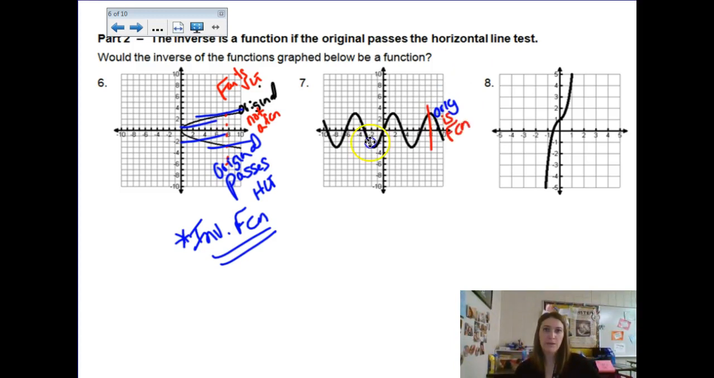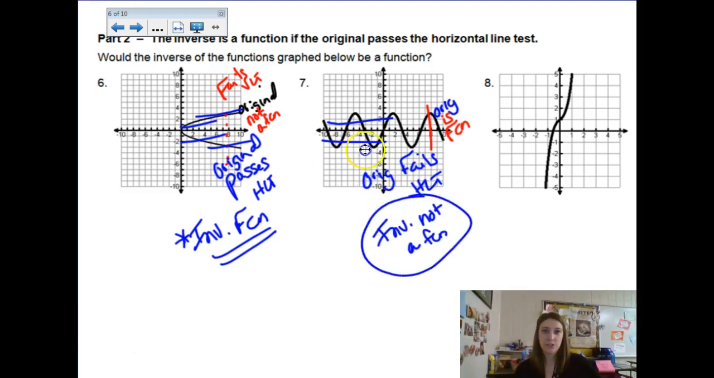However, look at that. The original fails the horizontal line test. What that means is my inverse is not a function. Because the original is going to fail the horizontal line test, meaning the inverse would fail the vertical line test. Alright, so we had one where the original was not a function, the inverse was, and then we had one where the original was a function, but the inverse wasn't.